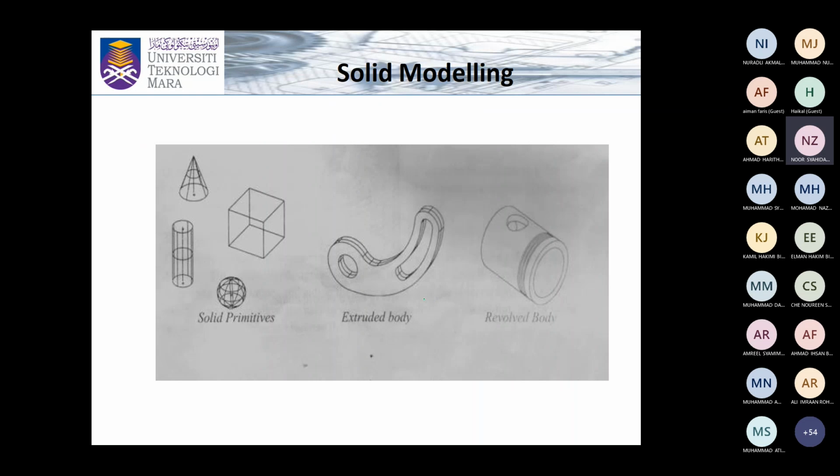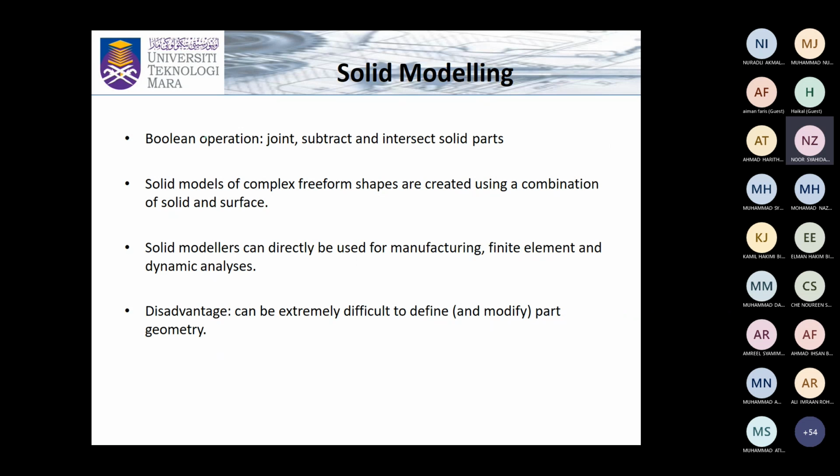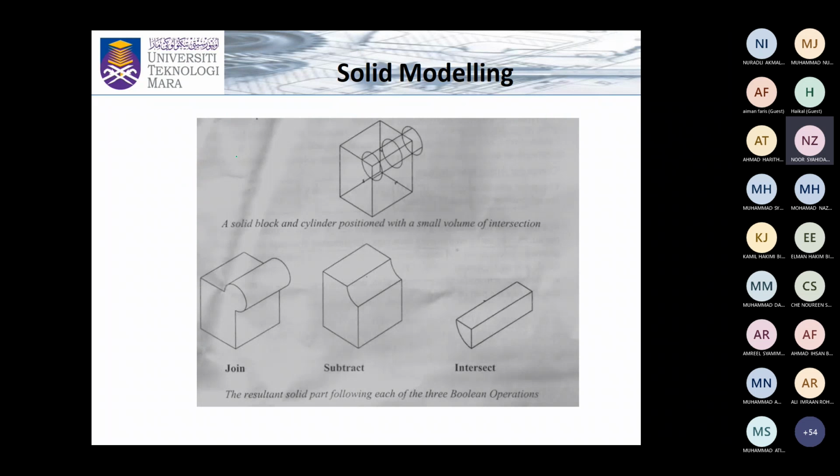So the modeling usually uses primitives and extruded bodies. All this will be discussed in detail in chapter 4, where you have Boolean operations, constructive solid geometry, CSG, and then you have boundary representation. So all these things will be there. This is like Boolean operation. As I said, this will be discussed in chapter 4 in detail.